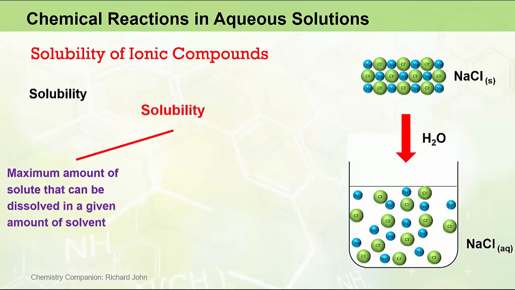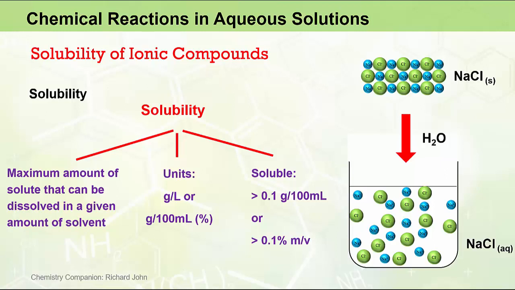The solubility of a substance is the maximum amount of solute that can be dissolved in a given amount of solvent, and typically it is measured in units of grams per litre or grams per 100 mL, which is also referred to as percentage. So a 3.5% solution of sodium chloride would have 3.5 grams of sodium chloride dissolved in 100 millilitres of solution. In order to be classed as soluble, a compound must be able to be dissolved in water at greater than 0.1 grams per 100 mL or greater than 0.1% mass per unit volume.